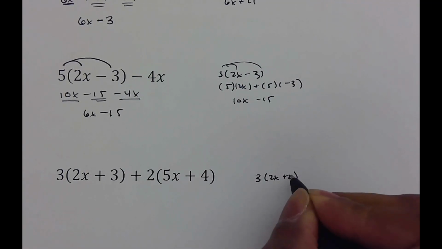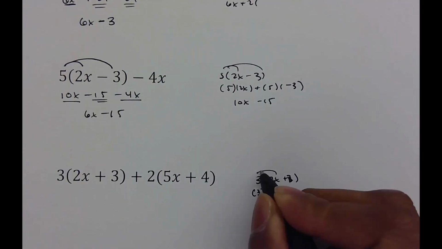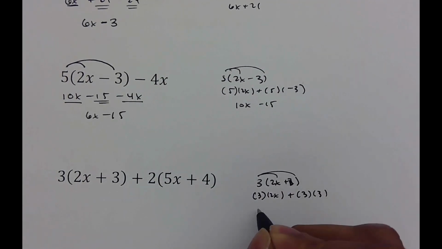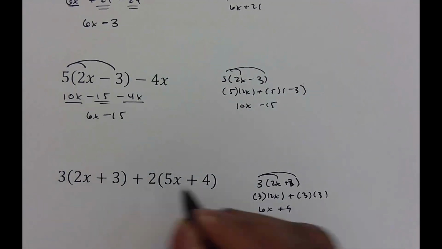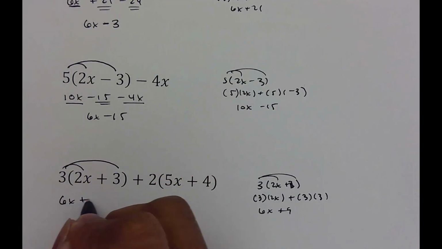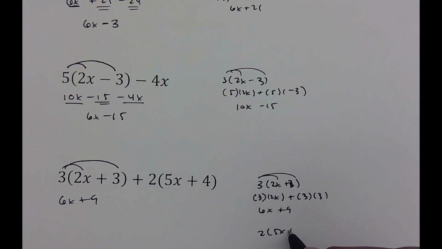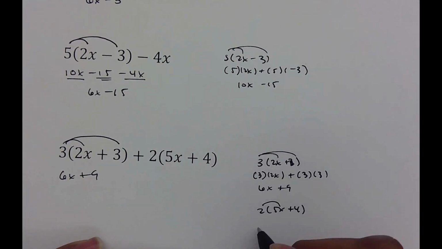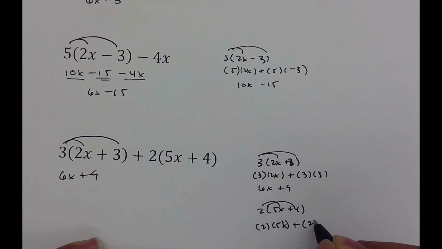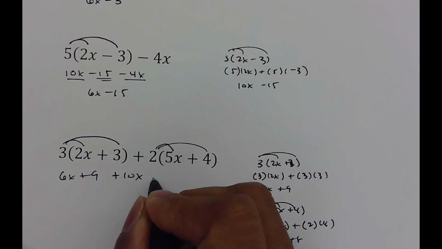3 times 2x plus 3 becomes 3 meets 2x. And 3 meets 3, that is 6x plus 9, which you can bring back over. Or you can simply say that is 6x, and 3 times 3 is 9. But now you have another one, so you've got to do another set. So 2 meets 5x plus 4, 2 meets 5x, and 2 meets 4, which now becomes 10x plus 8. Or as I said, you could simply say that's plus 10x, that is plus 8.